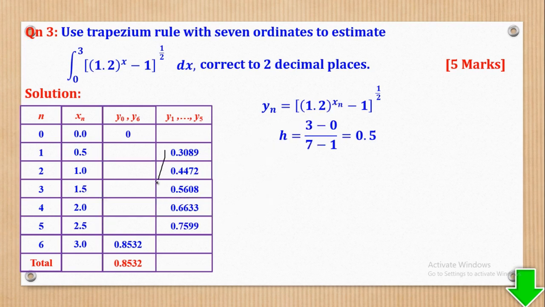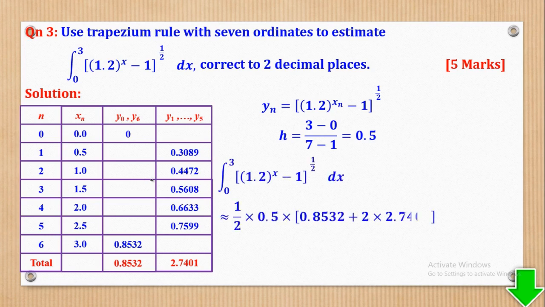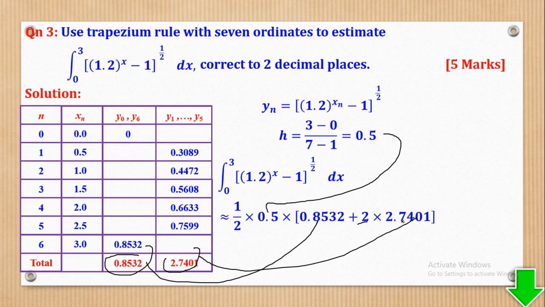Then next is to add all these values, and when I add all of them, I'll come up with 2.7401. So I've finished generating my table. Next is to substitute in the formula. That integral will be equal to a half times h. Now our h is this, then multiply by open brackets. You put the sum of the end values, which is there, plus 2 times the sum of the intermediate values. That is the formula for the trapezium rule, so I have to always remember it.